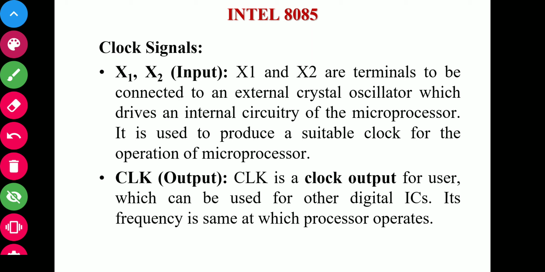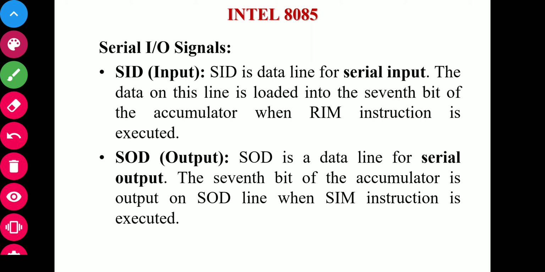And clock out, CLK output. CLK is a clock output for the user which can be used for other digital ICs. Its frequency is the same at which the processor operates. So to operate the other ICs, you could use this CLK output. So these are all the clock signals available in the 8085 microprocessor.